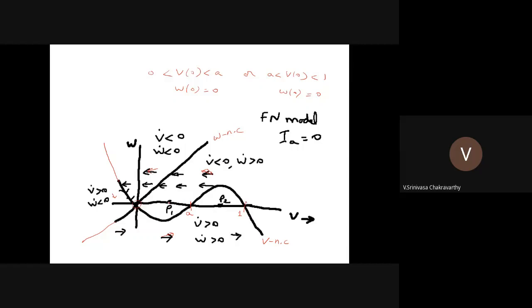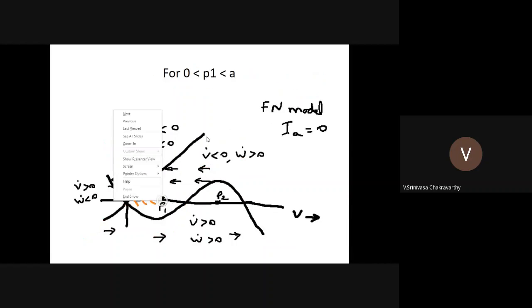If I start anywhere on this interval, I'll take P1 as a representative point. What is the flow direction here? In this section, V dot is negative, W dot is positive but small in magnitude. So it has a slightly upward flow, but it is mostly turned leftward. The point will drift towards the left and go towards the origin. If I start from P1 in this interval, it just goes towards 0 and stops there. So this is a stable point.